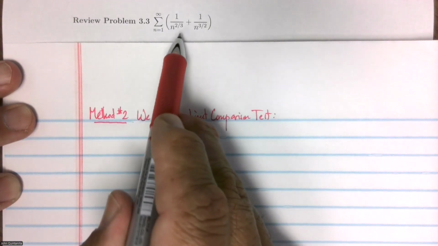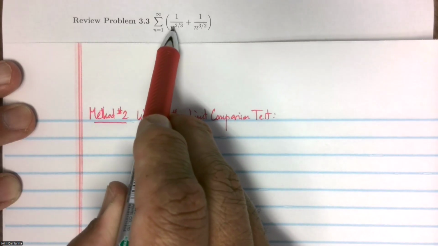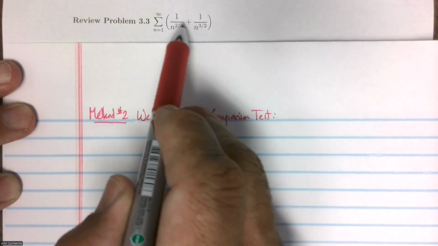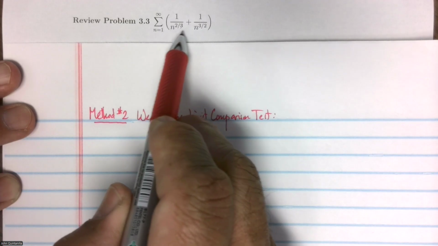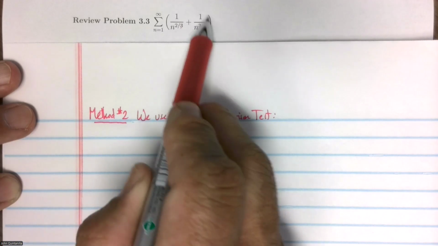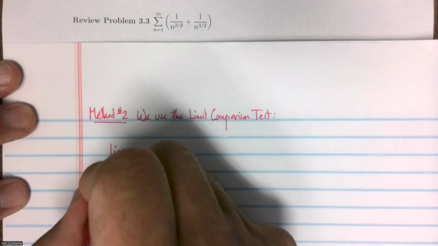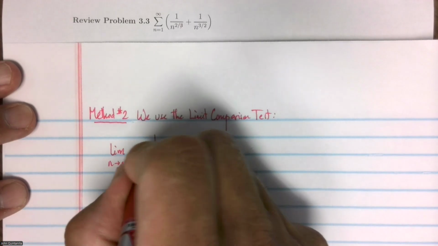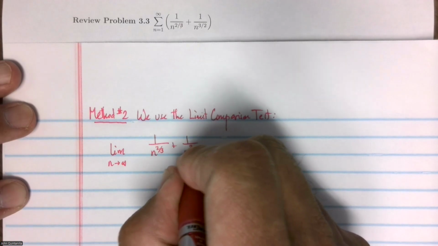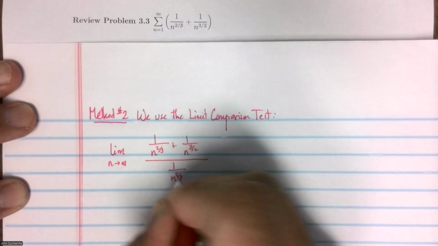All right, now what should we compare this to? Which of these is bigger? Well, as n gets large, n to the 2/3 is smaller than n to the 3/2, which means that 1 over n to the 2/3 is going to be bigger than 1 over n to the 3/2. This term is going to be bigger than this term because the denominator is smaller. So let's take a look at the limit as n goes to infinity of the original nth term, 1 over n to the 2/3 plus 1 over n to the 3/2, divided by the bigger of the two, 1 over n to the 2/3.